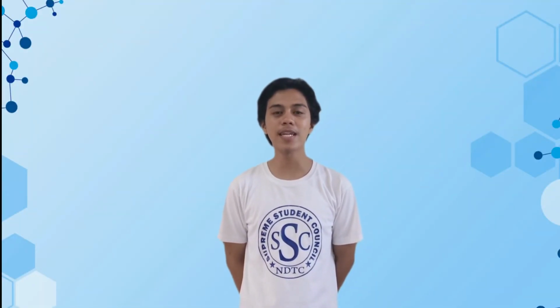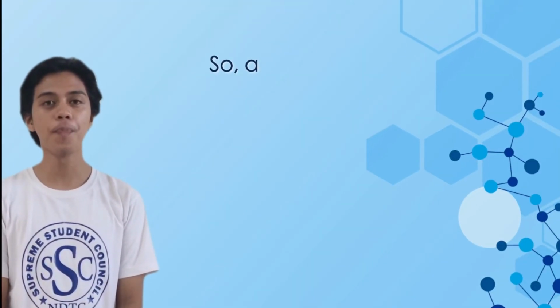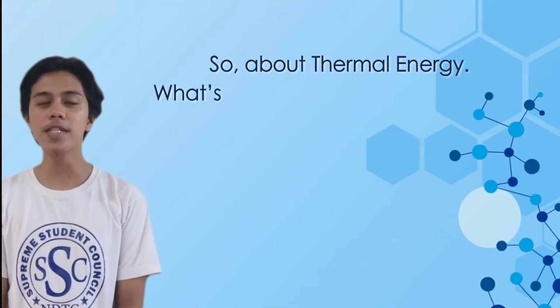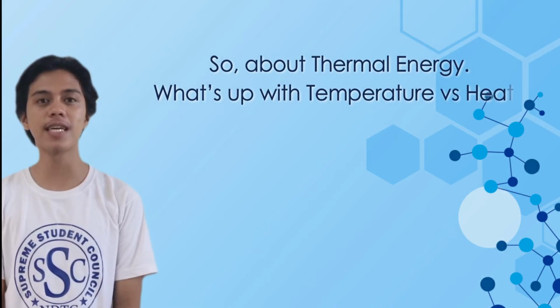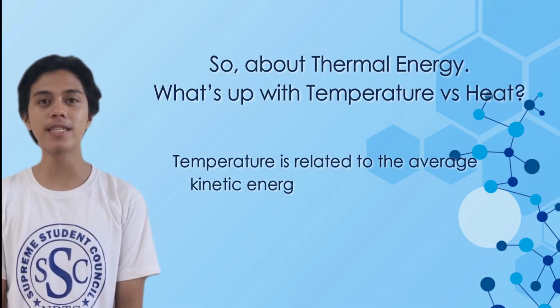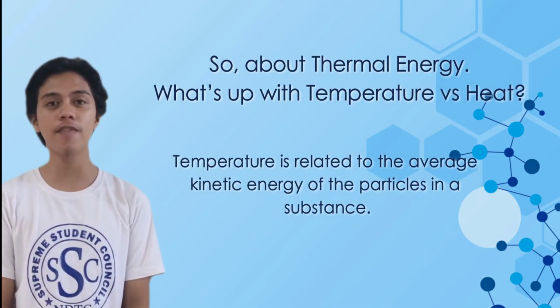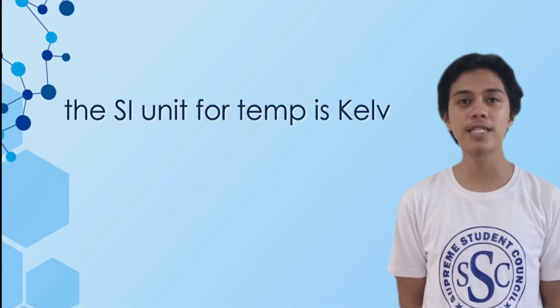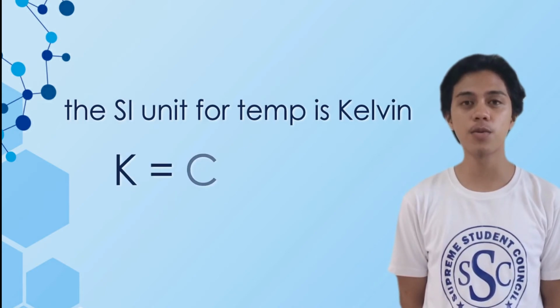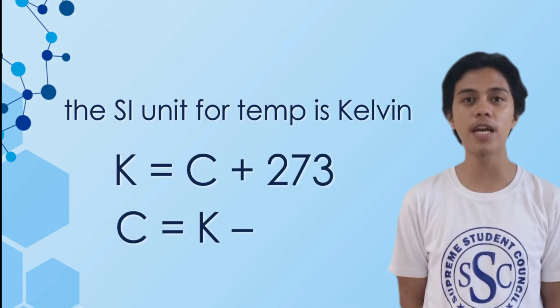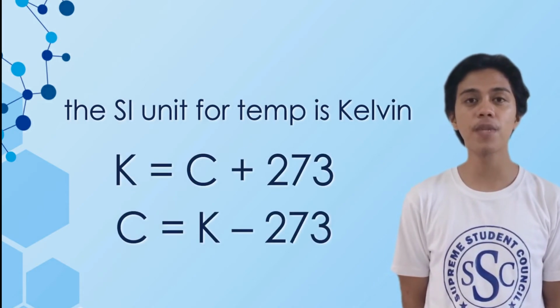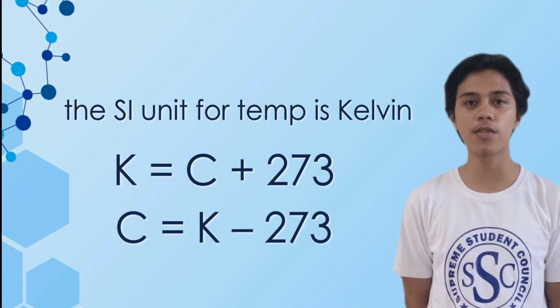Good day, everyone. Today, we will talk about heat capacity. So, about thermal energy, what's up with temperature versus heat? Temperature is related to the average kinetic energy of the particles in a substance. The SI unit for temperature is Kelvin. Kelvin is equal to Celsius plus 273, and Celsius is equal to Kelvin minus 273.